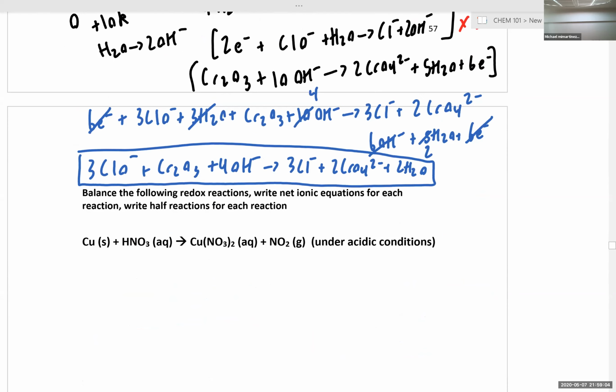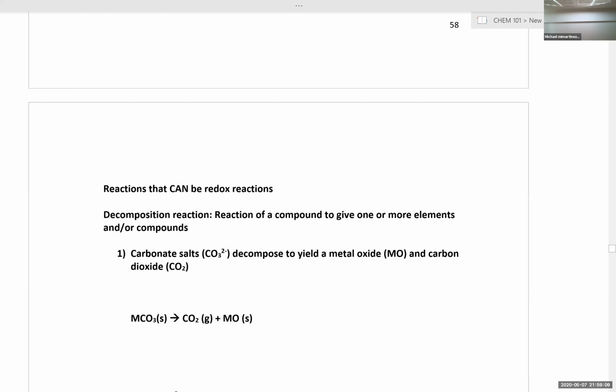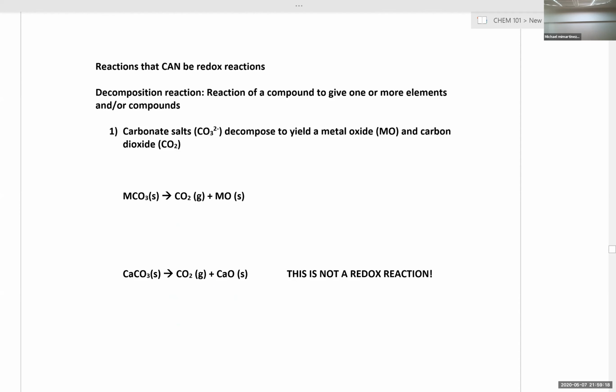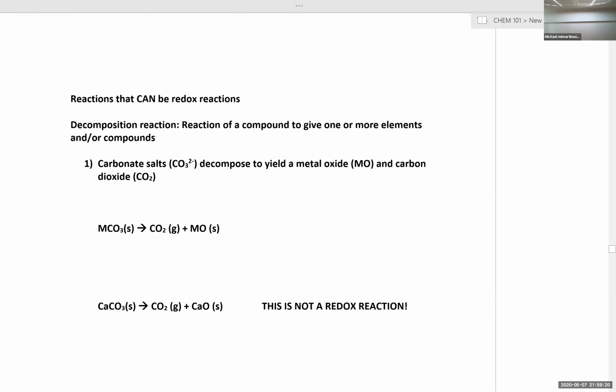Okay, so I have a few more examples for you to work on at home. So I'll leave that page as an example for you to work on at home. I would recommend that you do.